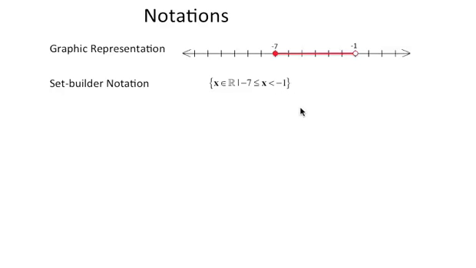In interval notation, we put the -7 and the -1, and then we put an accepto bracket around the -7, and a rejecto bracket around the -1, because the -1 is just not included, so it's being rejected. And that's it. That's it for the notations.